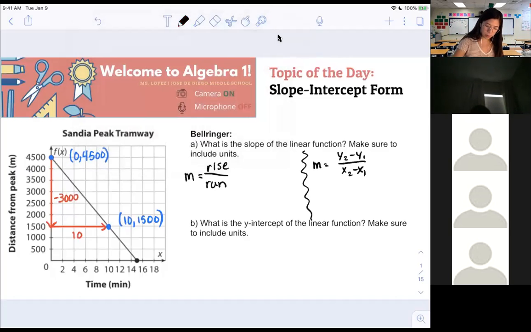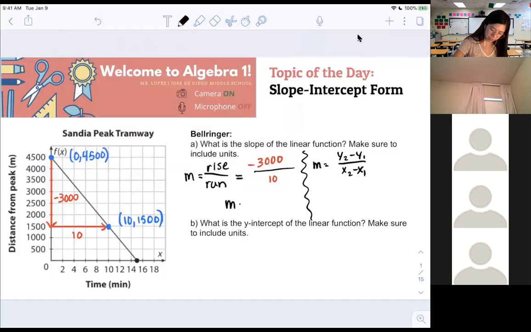So m equals rise over run. Which one of those is my rise? Does it matter? It does. It's not going to be the 10. It's negative 3,000. Because the words rise and run tell you where to look. Rise tells you to look up and down. Run tells you to look across, because when you run, you run across a straight line. So it's negative 3,000 over 10.